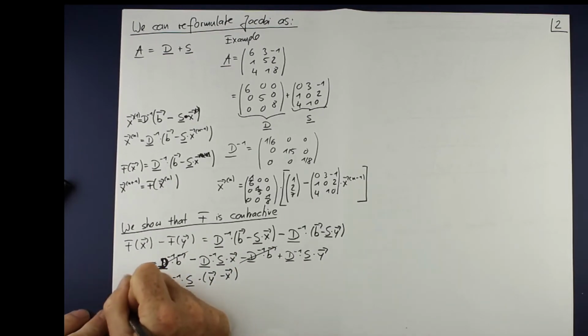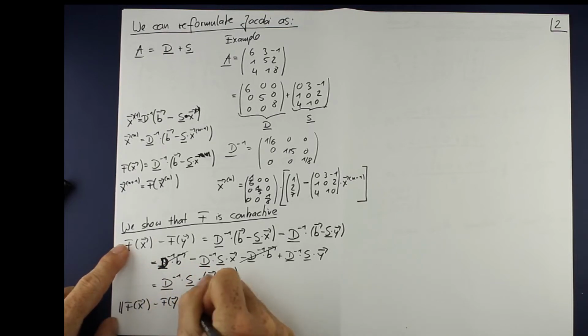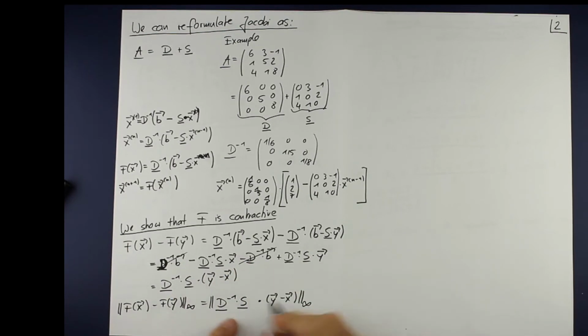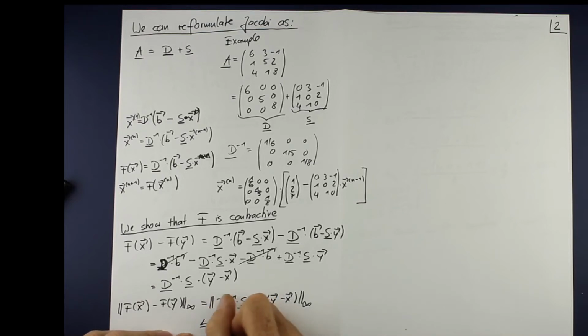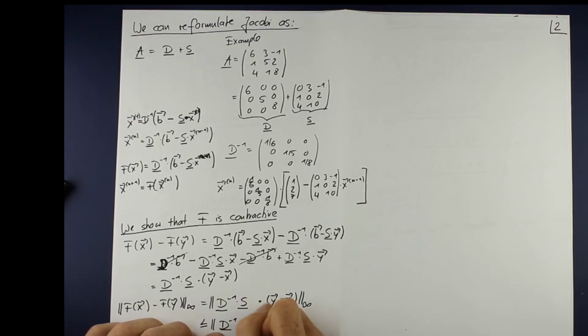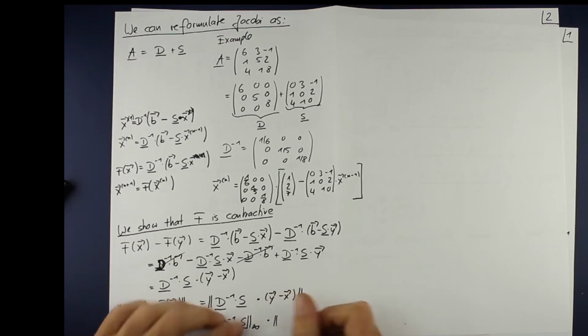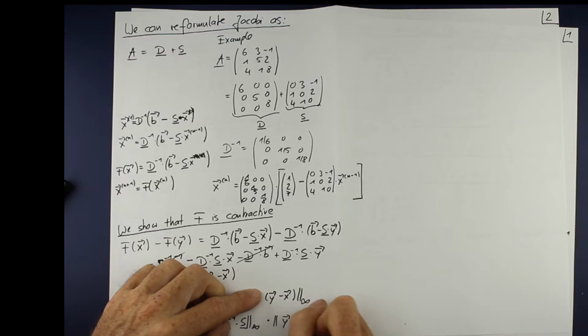So if we take the norm of that, and let's take the maximum norm, then we can write it here. So this is a matrix, this is a vector. If we take the maximum norm and the row sum norm, because they are consistent, we can do the following. D inverse times S, the matrix row sum norm, times y minus x, and this is the same as the other way around.